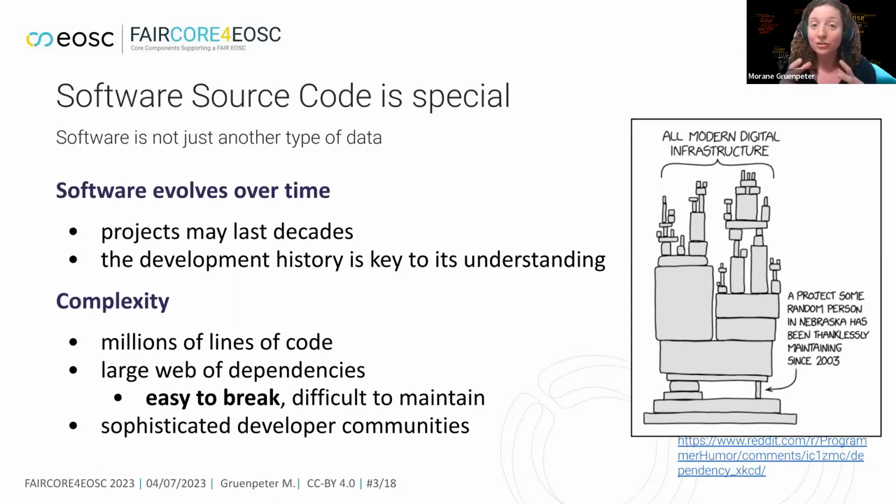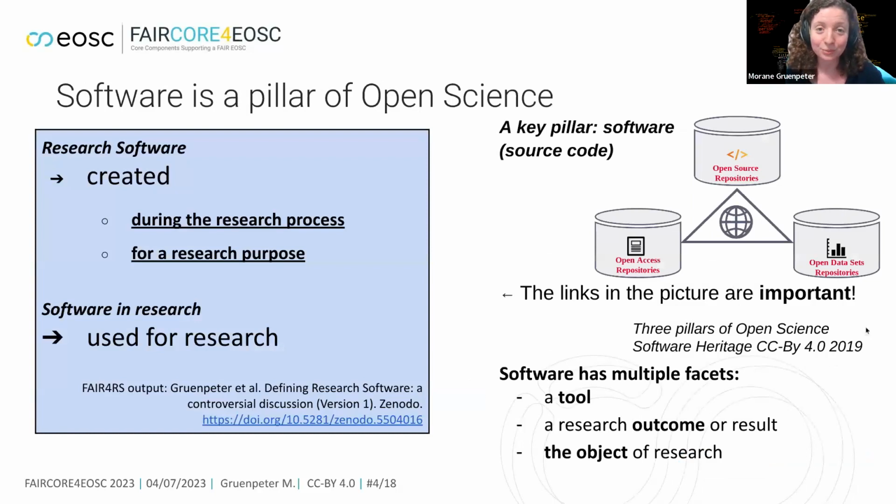Now, there is software that is small and doesn't have such big sophisticated complexities, but we need to consider everything when we identify software and archive software. In this webinar, we specifically want to look at research software, which is software that's created during the research process and for a research purpose.